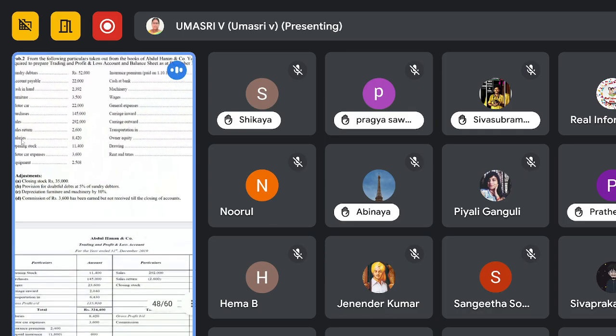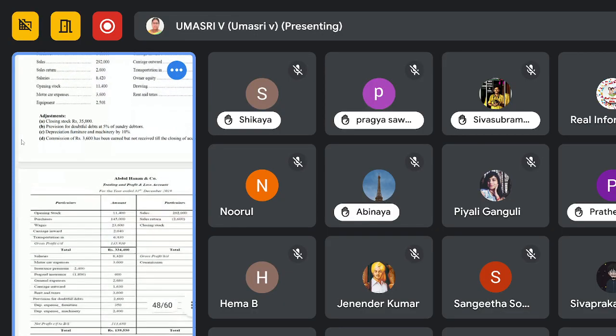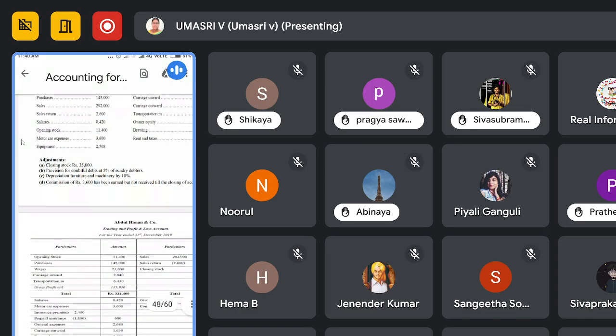Sundry debtors, how much is given? That is credit sales. You have to collect it from your debtors, right? So how much do you have to collect? 52,000 you have to collect. So 5% you are making as provision for doubtful debts. So debtors is how much?